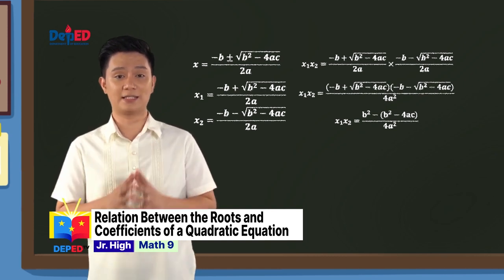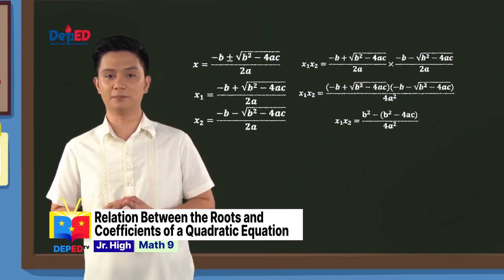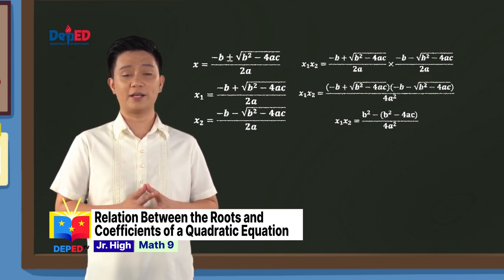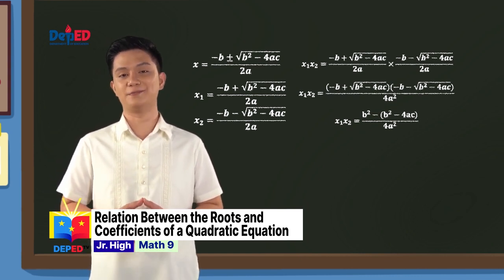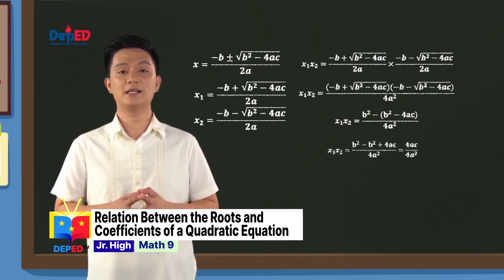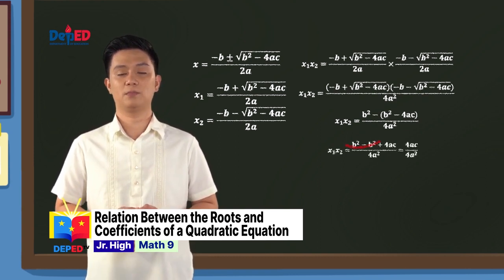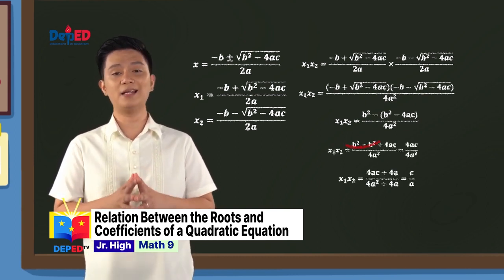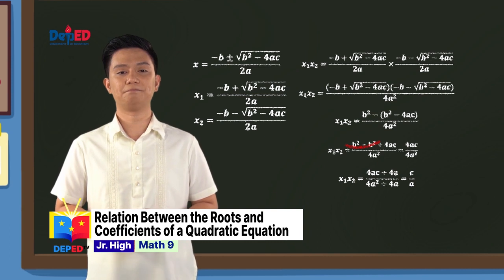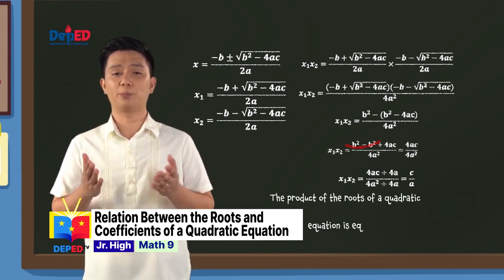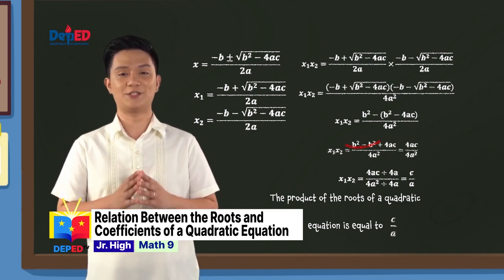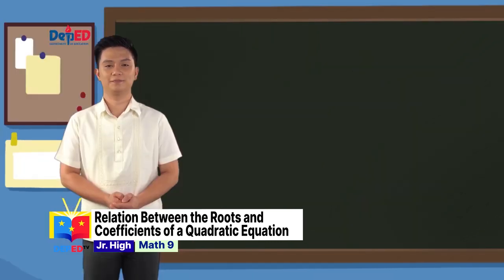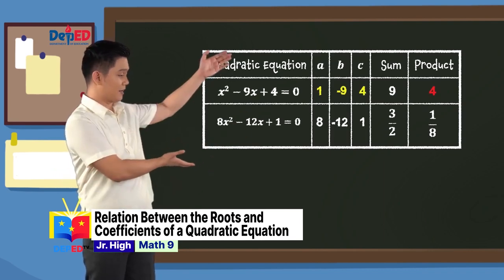Negative b times itself equals b squared. The square root of the expression b squared minus 4ac times itself is equal to b squared minus 4ac. Then we combine similar terms. Then we can simplify by applying GCF. Based on this computation, the product of the roots of a quadratic equation is equal to the expression c over a. Let's refer to the table again.